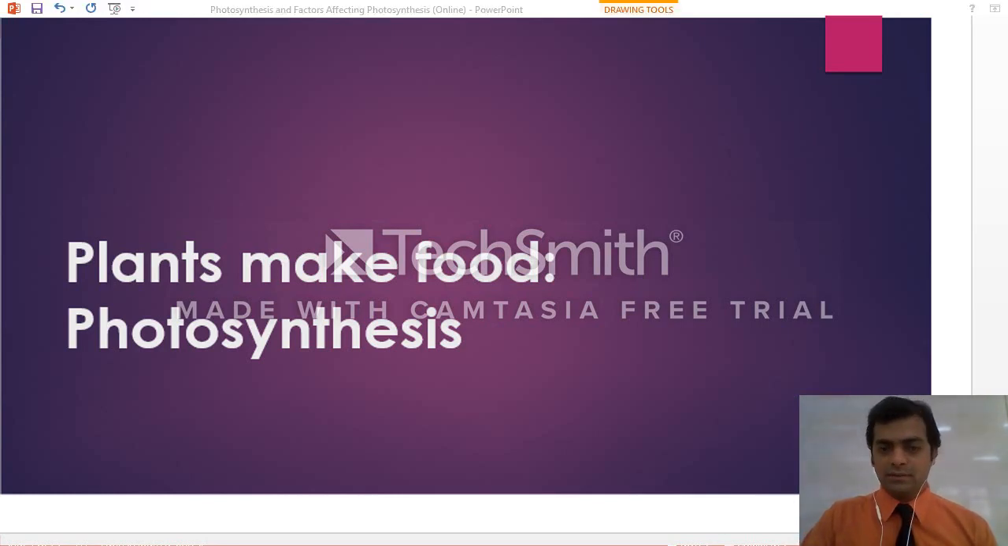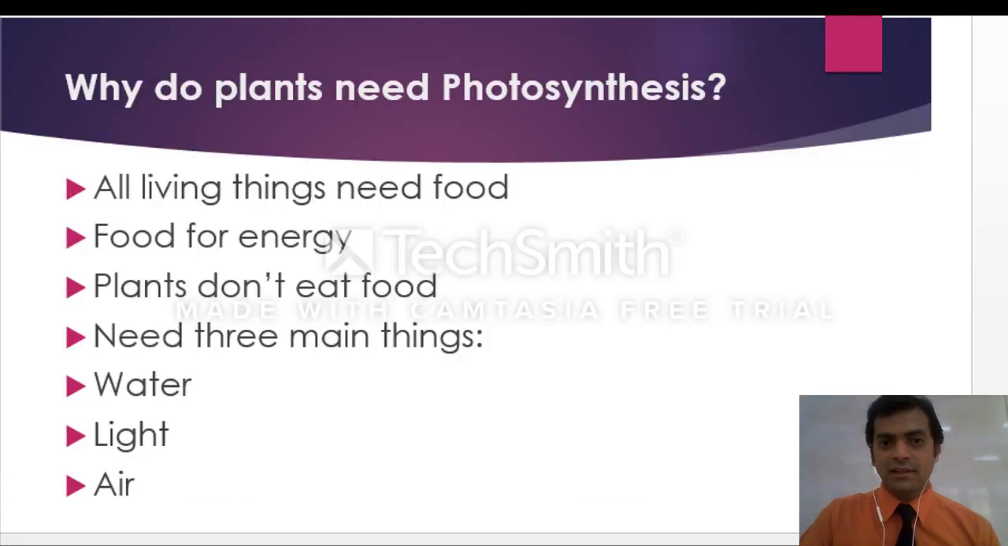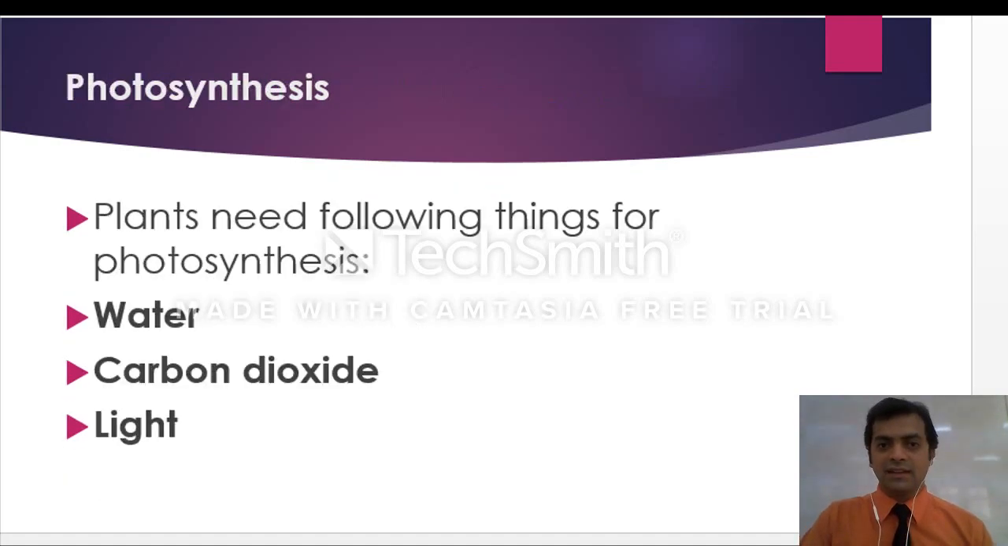All living things need energy. So how do living things get the energy? Living things get the energy from food. So plants are also living things. They need food. Why do they need food? They need food for energy. So plants make their food by combining water and carbon dioxide in the presence of sunlight to make the food.